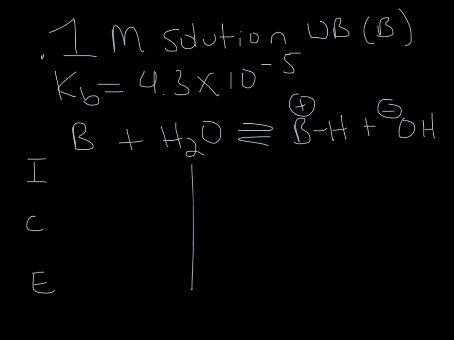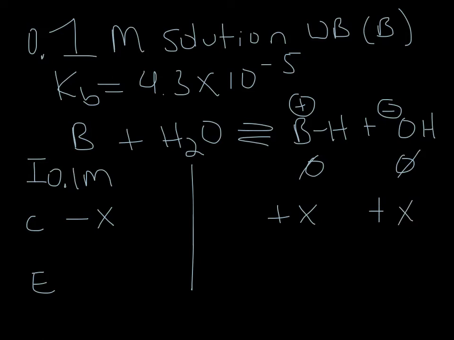So initially I have 0.1 molar. We'll put a 0 in front of that and up here too so it's easier to see. And I don't have any of my conjugate acid and hydroxide. So I'm assuming that when I first make the solution, none of it has dissociated. I'm going to let it sit for some amount of time, and then some of that base is going to dissociate. So because some of it is going to dissociate, I'm going to put minus x there, and then plus x here, and plus x here.